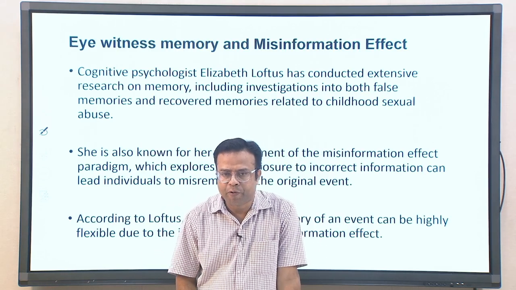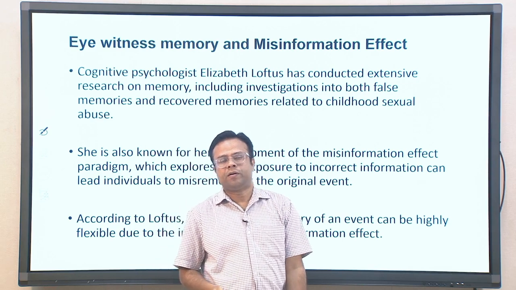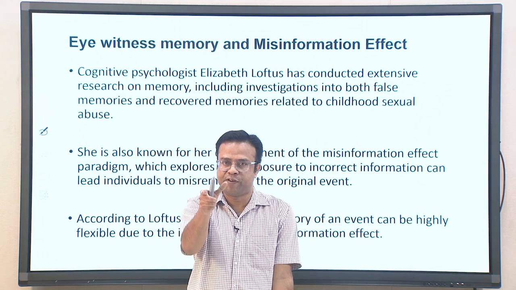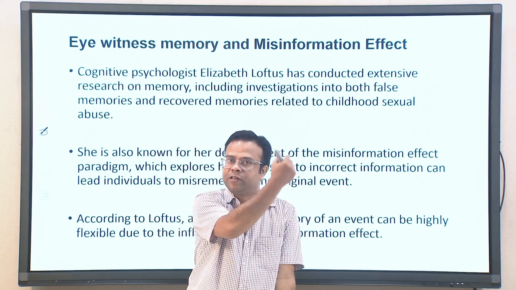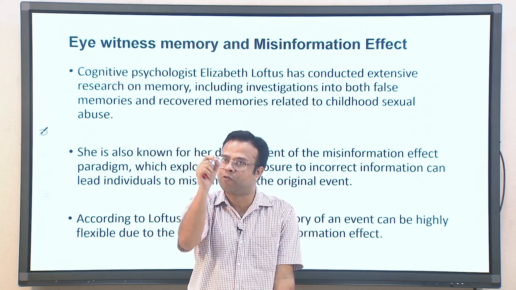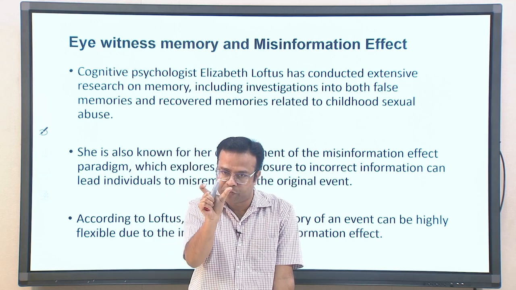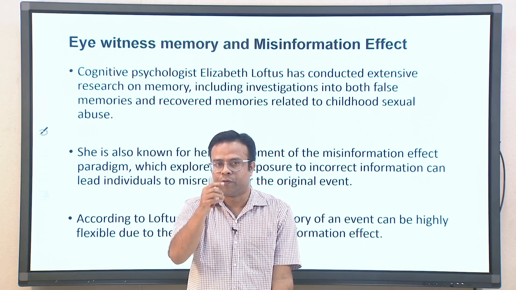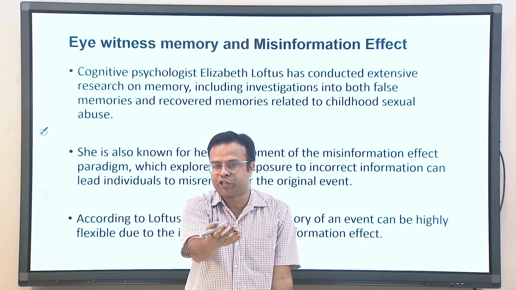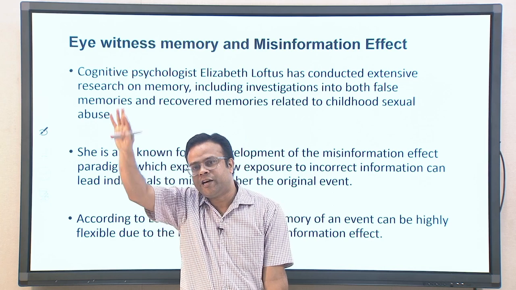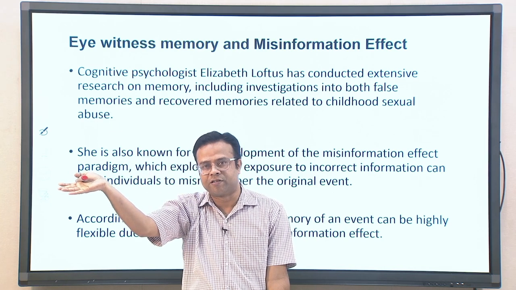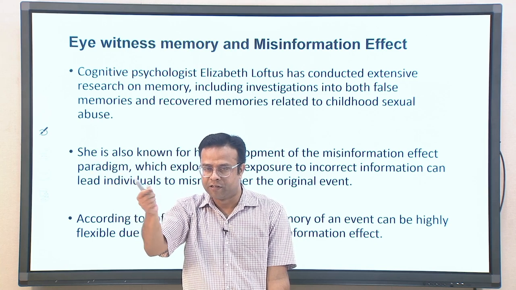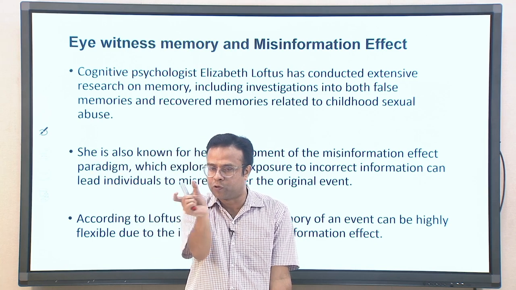So, this eyewitness memory can be under the influence of the misinformation effect. If I give some misinformation, the person's recall is also influenced. They may recall something which was not there. That is called the misinformation effect. A lot of lawyers use this. They ask a particular kind of question and change the answer of the witness. Simply, they will recall something which was not there. This is how people also manipulate this whole thing.